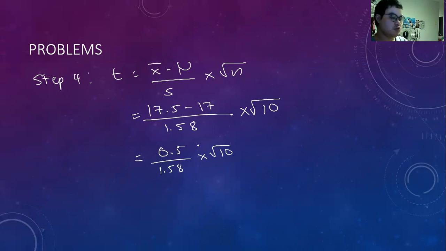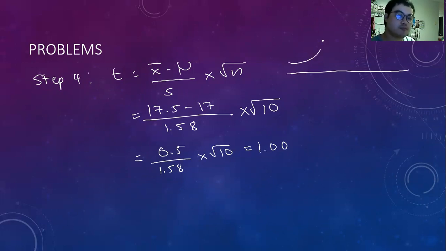Let's go straight to computing so we don't get confused with rounding off. So this will be 1. This is our t-value.